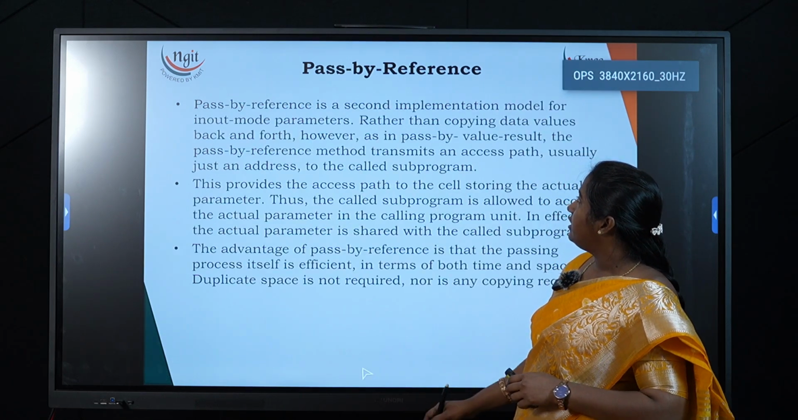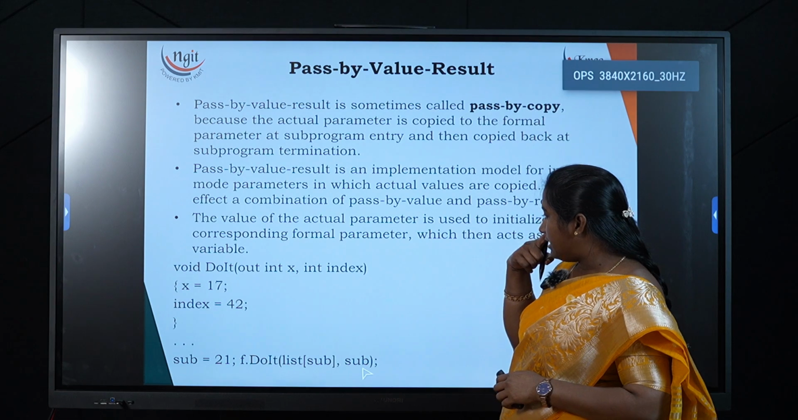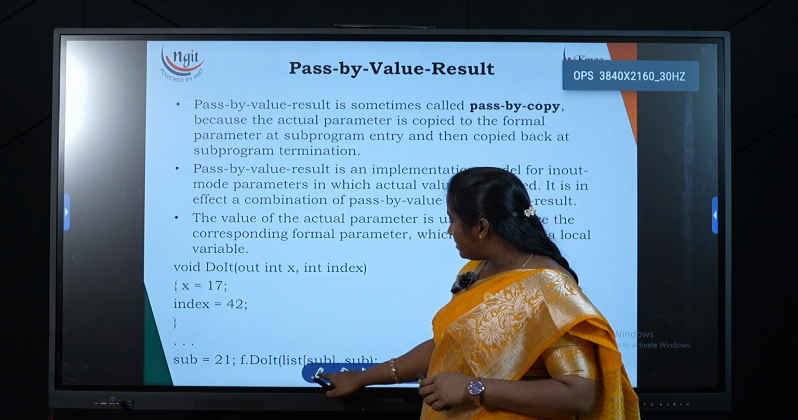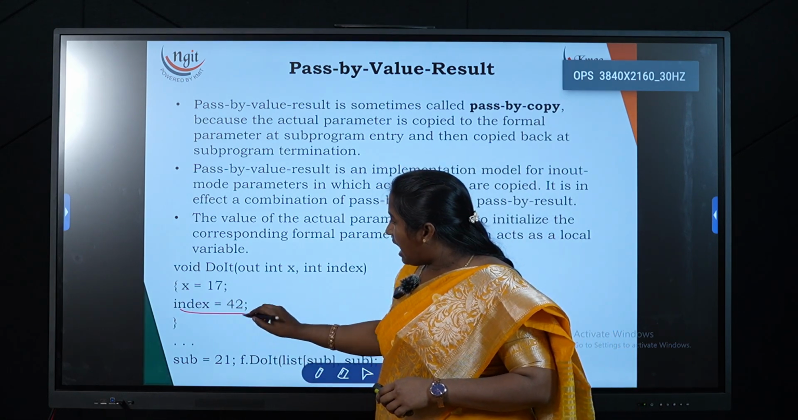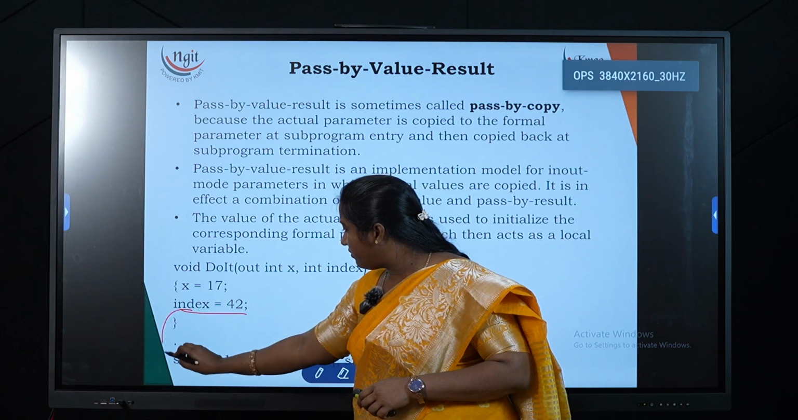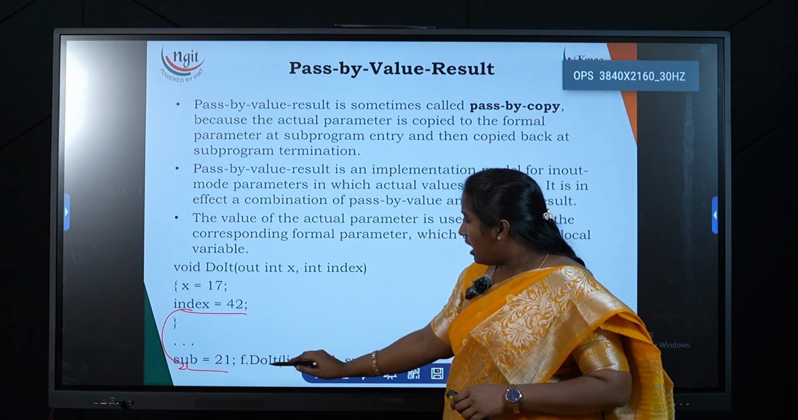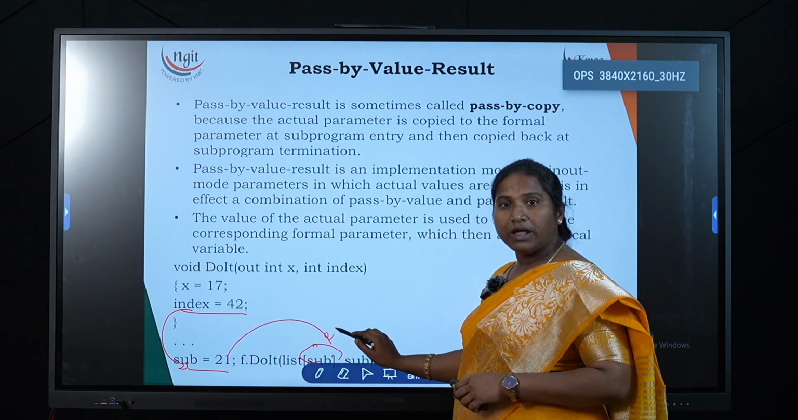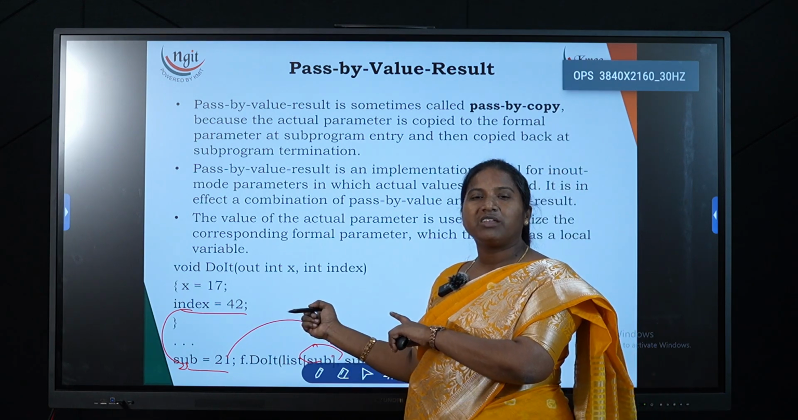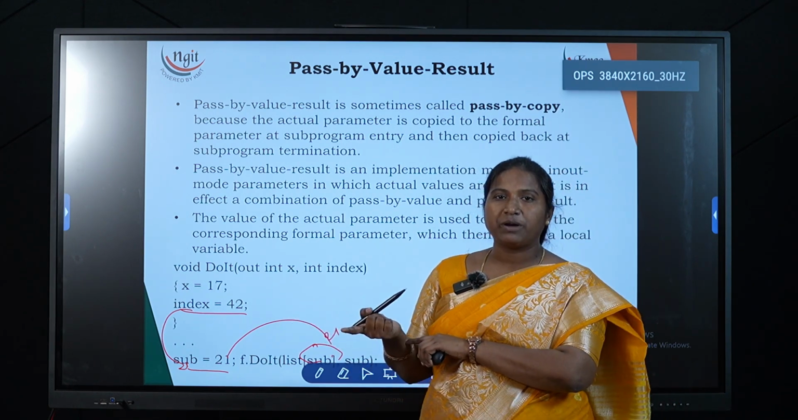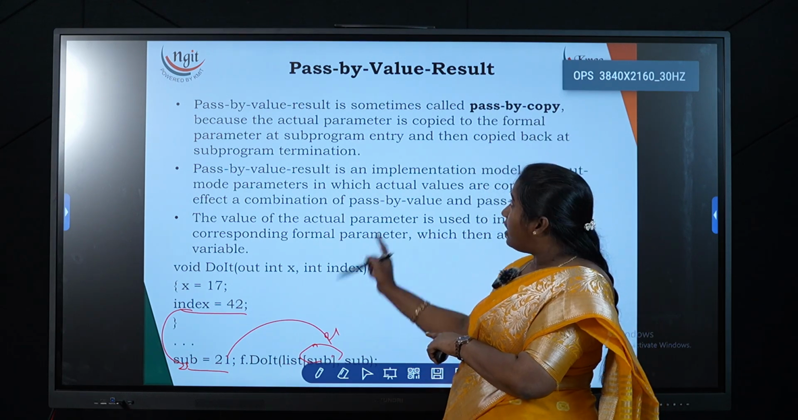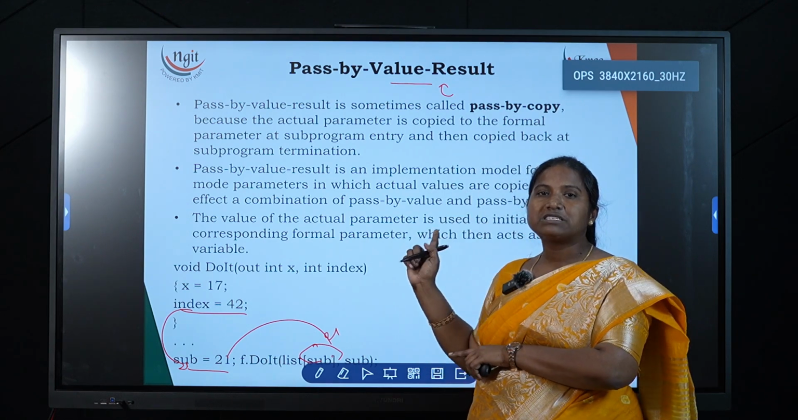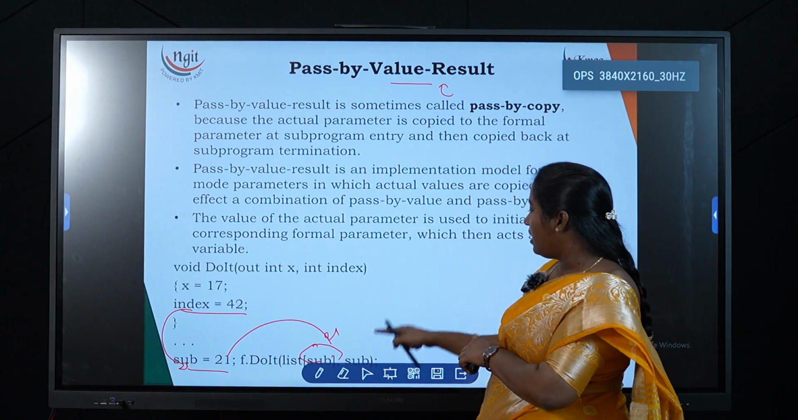So what is pass by value result? Here look at the code. Index is equal to 42. So that means we gave some value to index, right? And after you have done this, we come out with sub is equal to 21. F dot do it list of sub. Now look at this. Sub is 21. With this value we'll again repeat the program whenever it is called by the caller function. So here you are taking a value and running the subprogram and returning the result. This kind of parameter passing method is pass by value result.